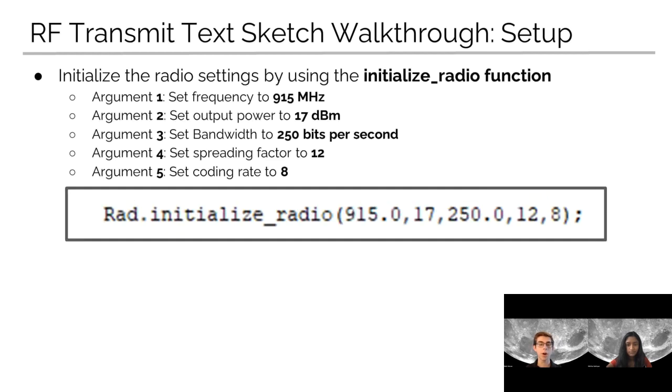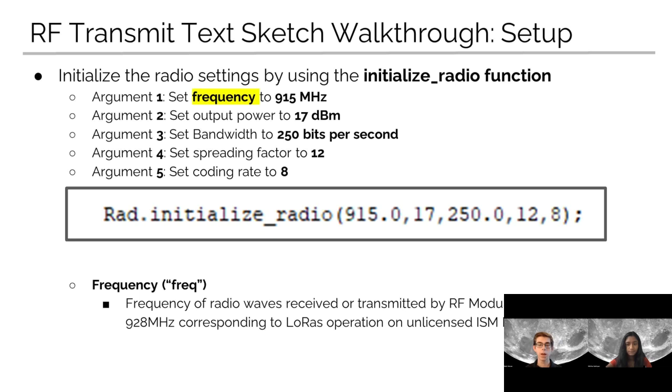The next line of code is our initialize radio function, which we are using to initialize our radio object. Here we are passing 5 different parameters, which we are going to go over one by one. So our first parameter is frequency, which we are setting to be 915 megahertz.